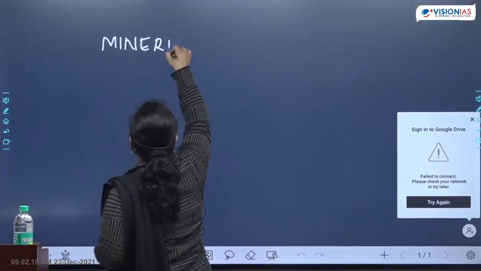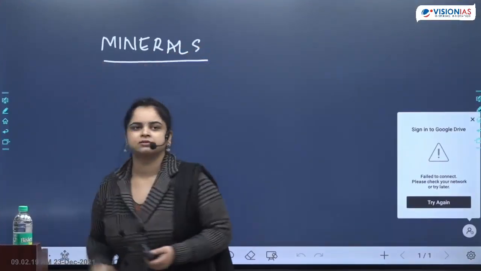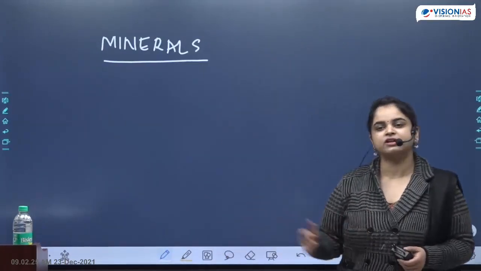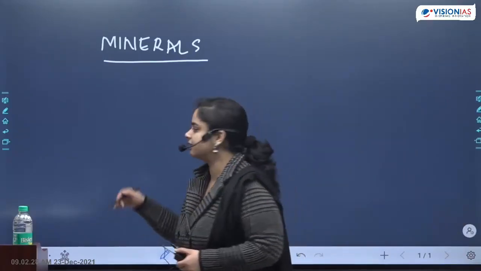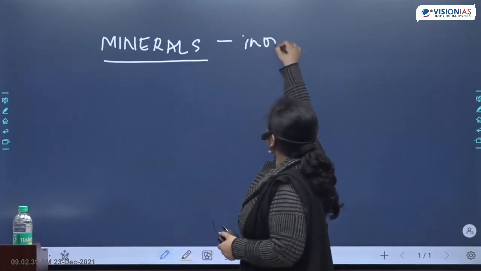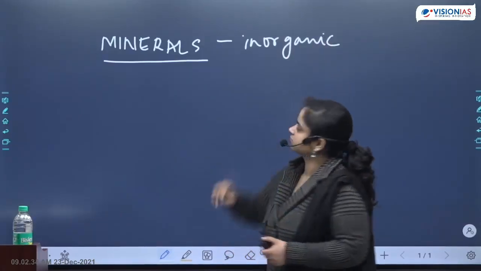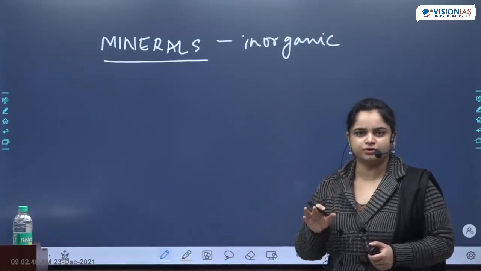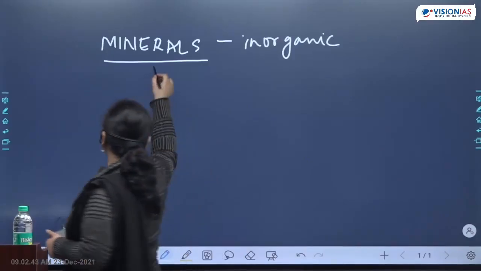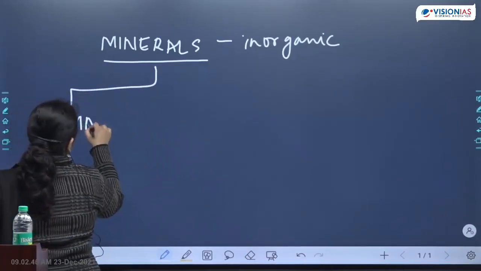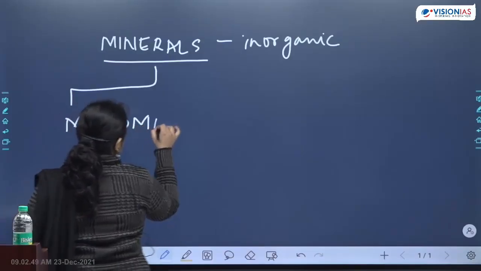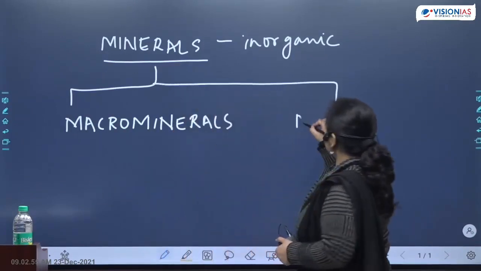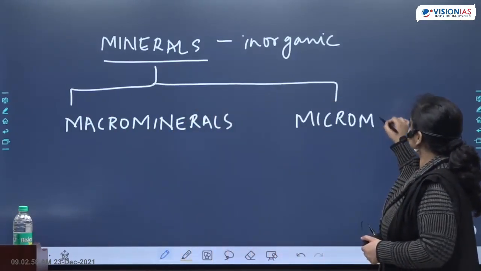So minerals are micronutrients, and the important point about them is that they are inorganic. All the nutrients which we were doing till here were all organic. This one is inorganic. Okay, these are inorganic nutrients. We are going to categorize them as macro minerals and micro minerals.